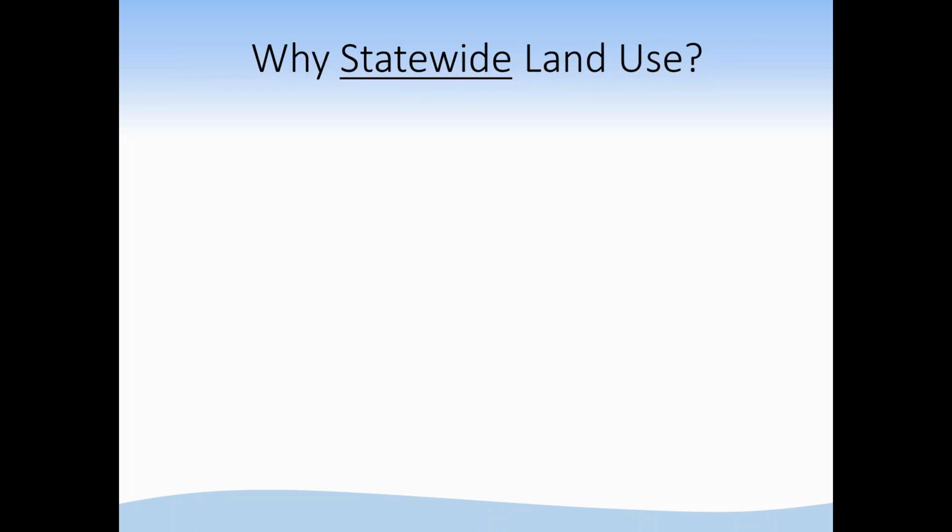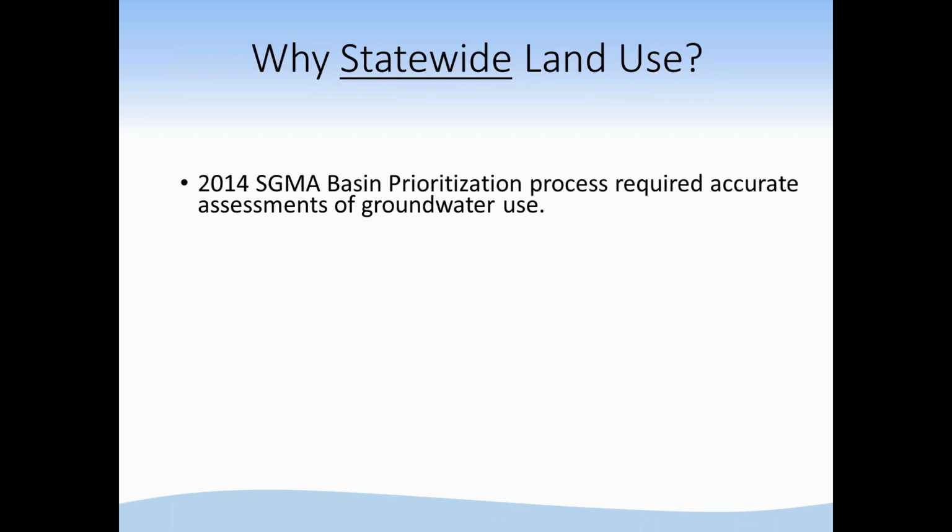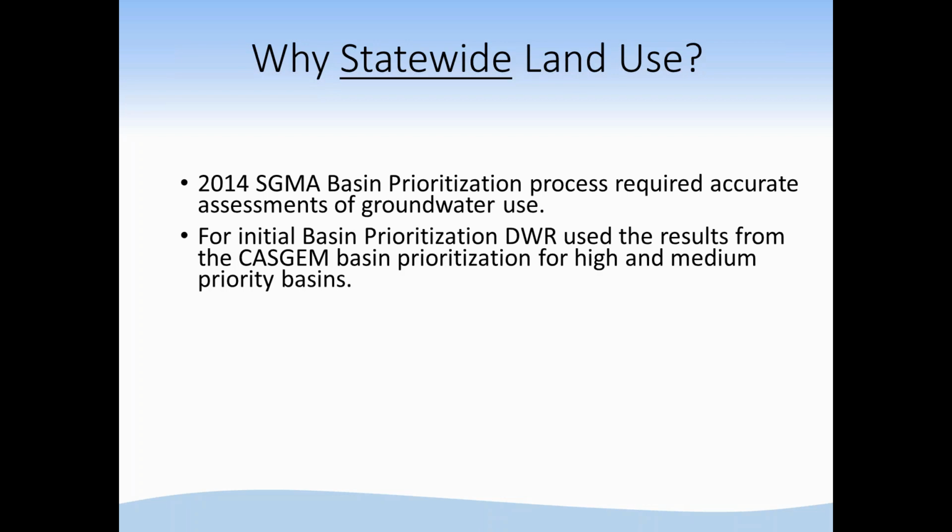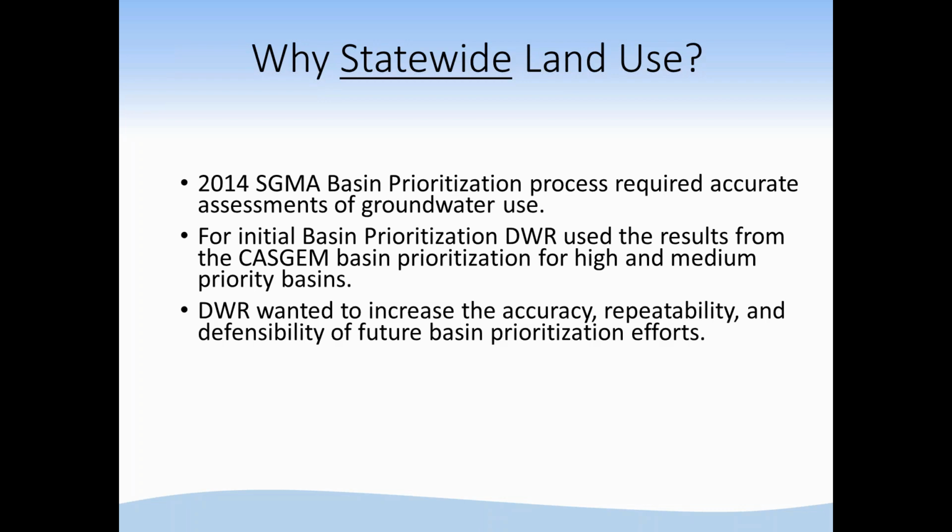So why did we switch to doing statewide land use? In 2014, the SGMA program required a basin prioritization, and we needed to do an accurate assessment of groundwater use. For the initial basin prioritization, DWR used the results from the CASGEM effort, and we used the data that I showed you earlier, the every-few-years land use county by county. But DWR wanted to increase the accuracy and the repeatability of that.